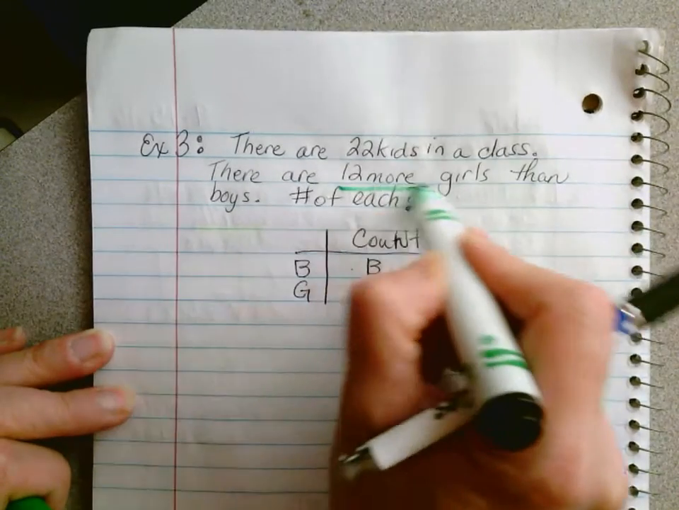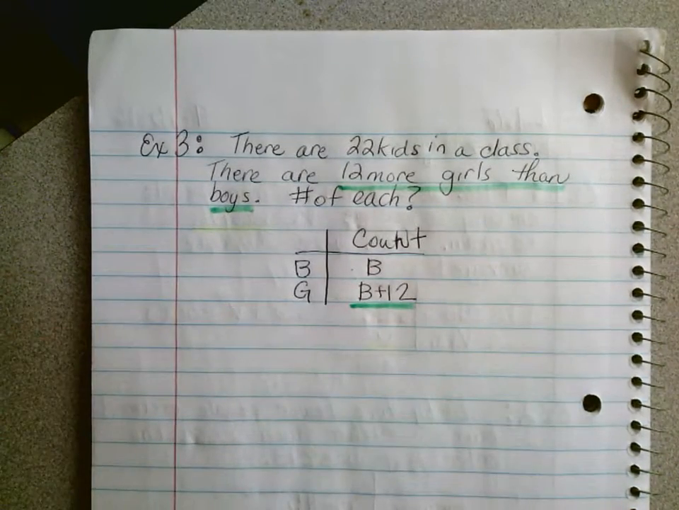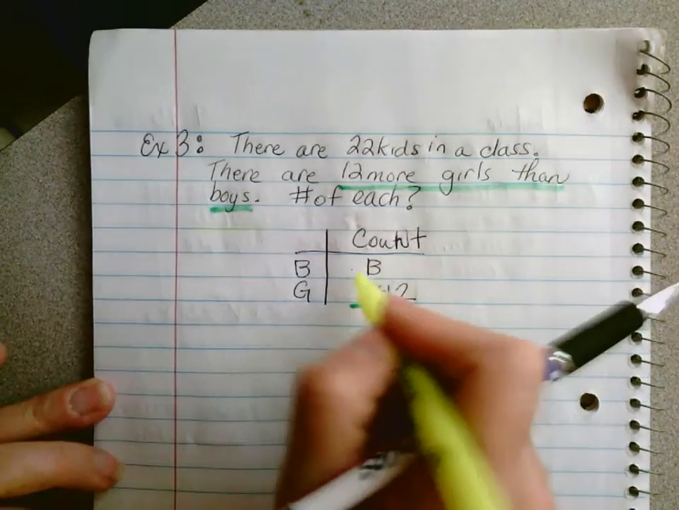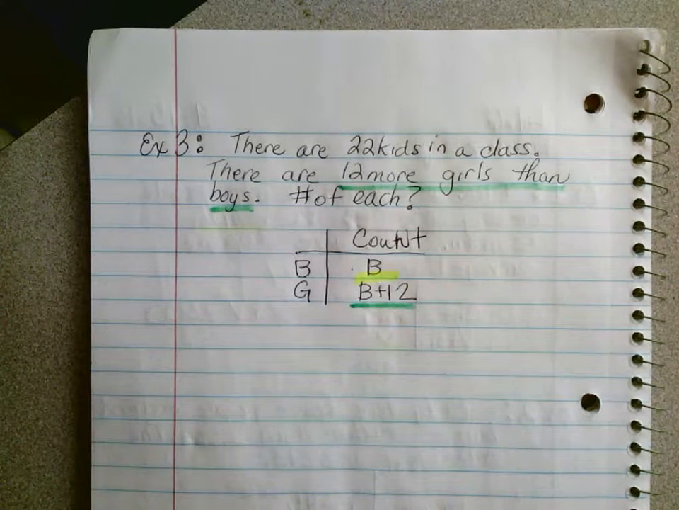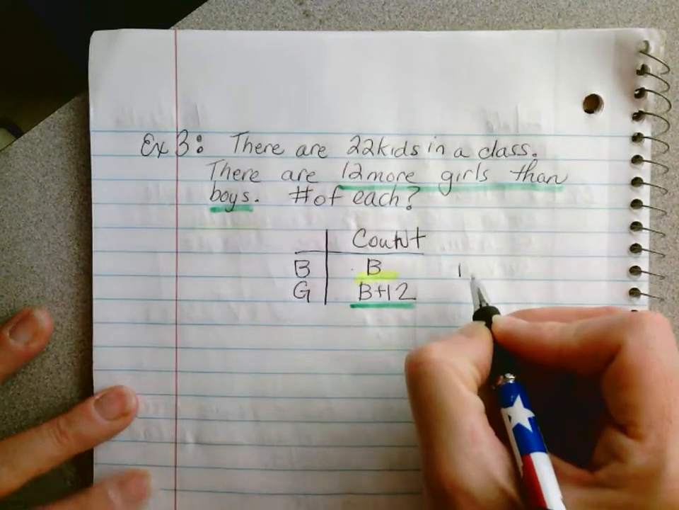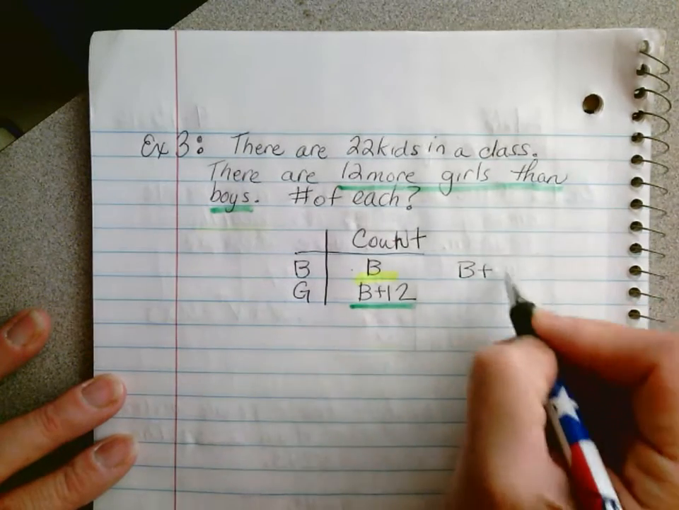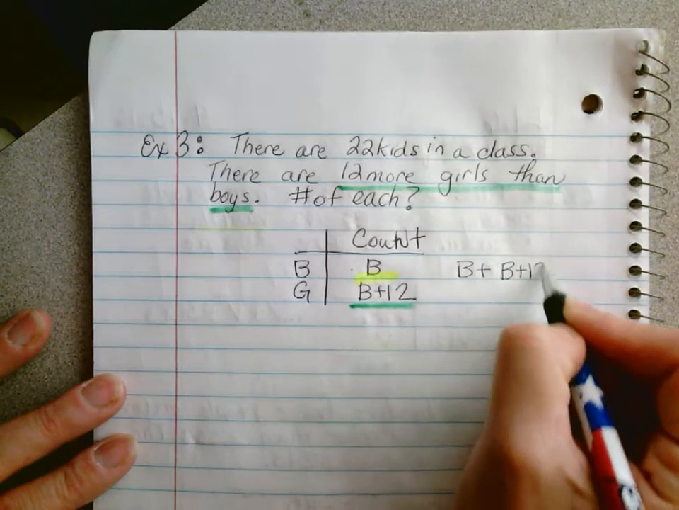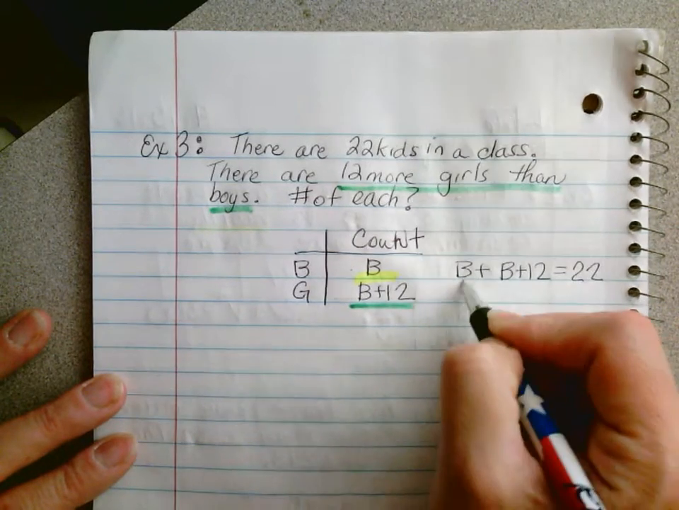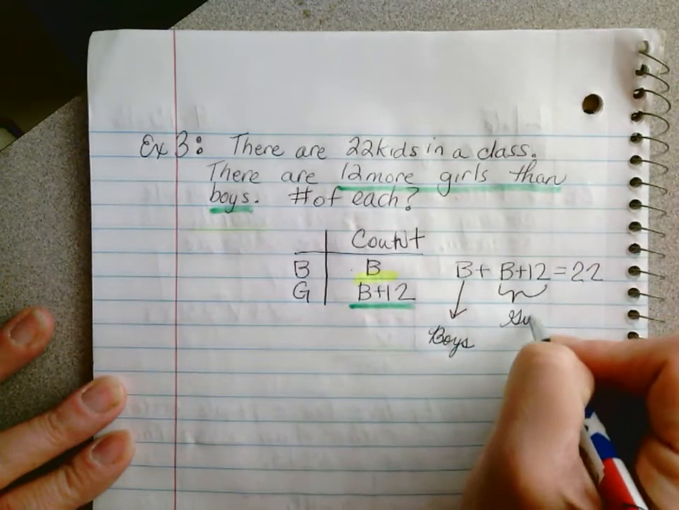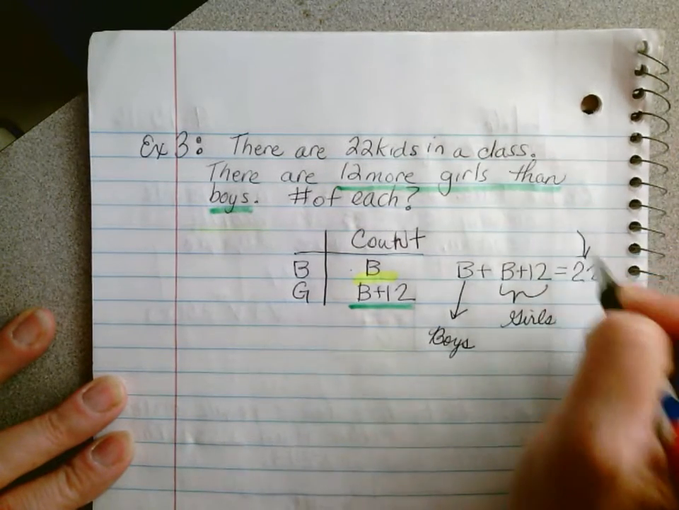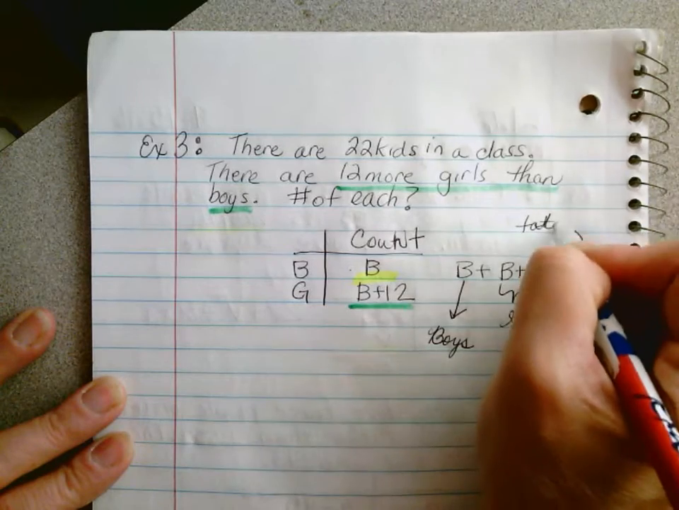Girls is being compared to boys. So you use what we know about boys, which is nothing. All we know is there are 12 more girls than boys. Let's build an equation to reflect that, Jay. You do B plus B plus 12 equals 22. Good. So this is what we are using to represent boys, and that is girls, because the sum of these things is that.